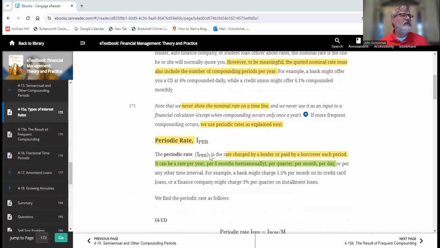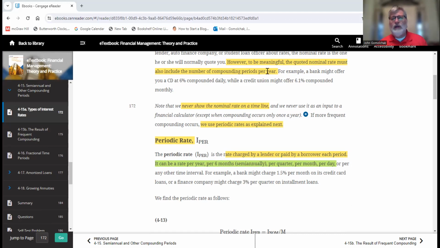Periodic rate. The periodic rate is the rate charged by a lender or paid by a borrower per period, okay? It can be a rate per year, per 6 months, per quarter, per month, per day, or any other time interval that you want to use, okay? For example, a bank might charge 1.5% per month on its credit card loans, or a finance company might charge 3% per quarter on installment loans. So this is a periodic rate. What is the interest rate for the period?